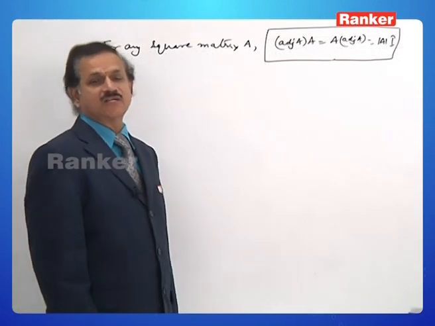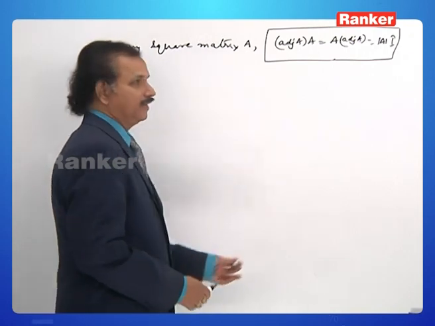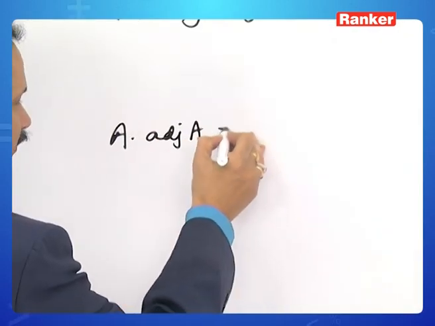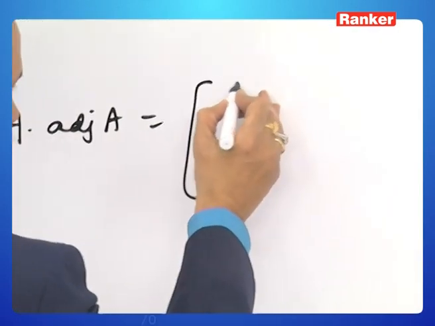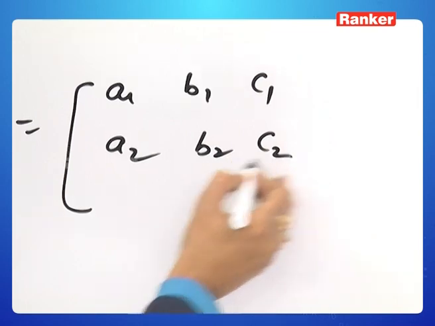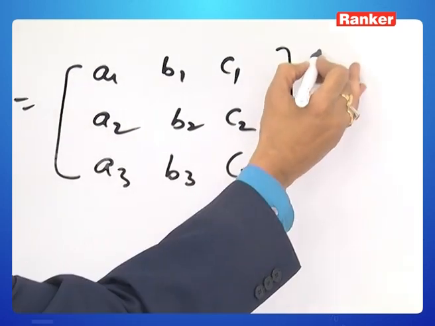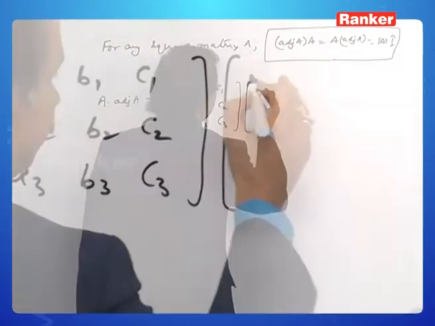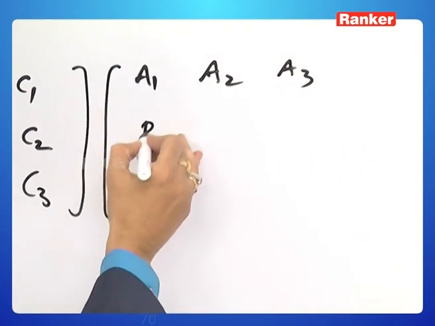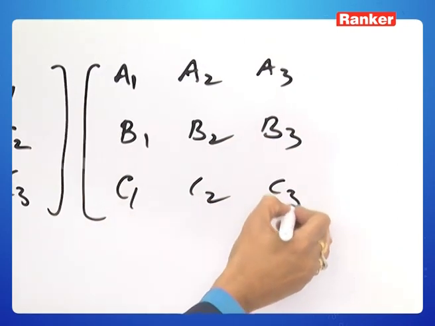Okay, let us consider capital A and adjoint A according to the previous symbolism. Then consider A into adjoint A is equal to, what is A? A1, B1, C1, A2, B2, C2, A3, B3, C3. What is adjoint A? A1, A2, A3, B1, B2, B3, C1, C2, C3.